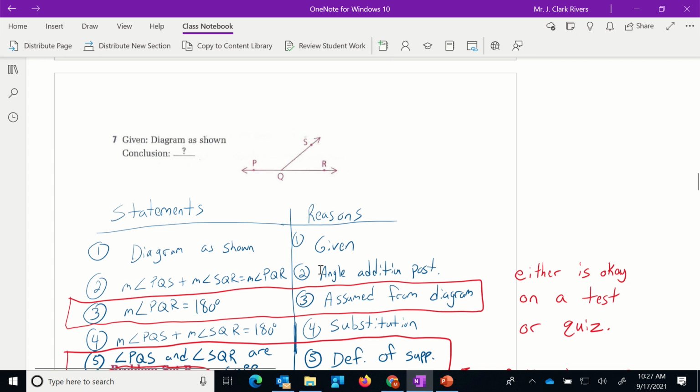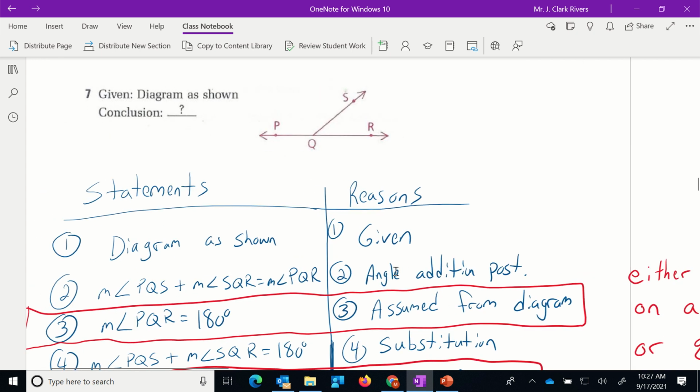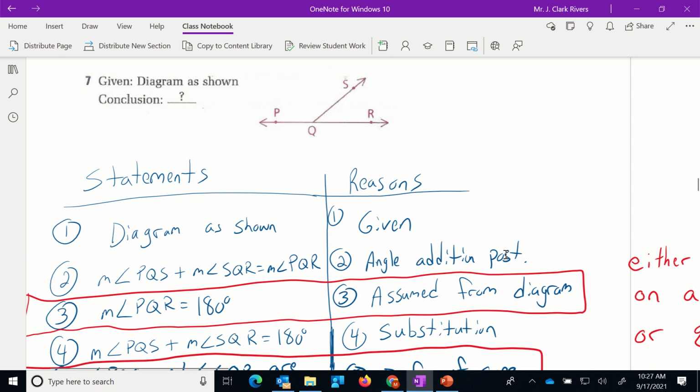The angle addition postulate, I don't like this one as much because this is true whether or not PQR is a 180-degree angle, right? So while this is a true relationship, I'm not crazy about if that's all you put. I put it here because I'm kind of constructing a proof, but the measure of angle PQS, that's this angle here on the left, plus the measure of angle SQR, that's the angle here on the right, is equal to the combination of those two angles, which is PQR. That's the angle addition postulate.